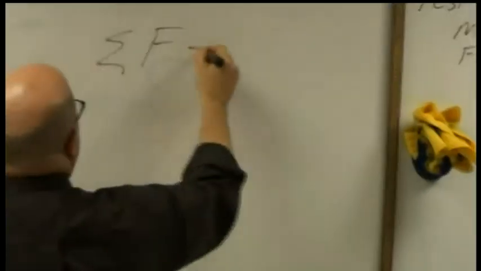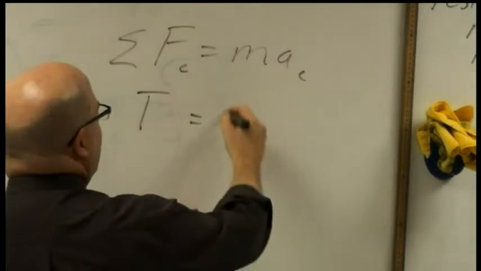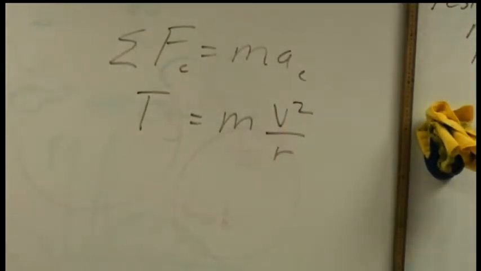Tension equals MAC, because we have circular motion. What is the force causing the circular motion? Tension. And that's not too difficult. And what's AC? We already have V squared. It'd be M times the quantity V squared over R.